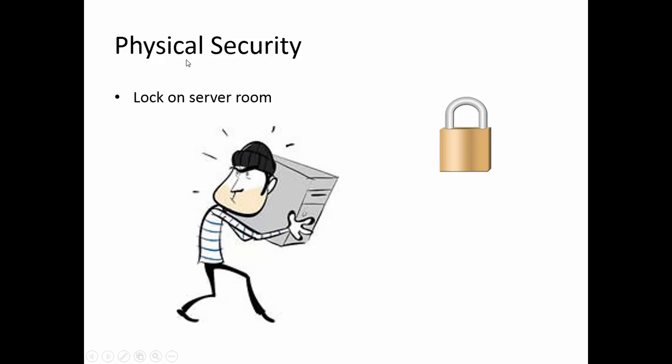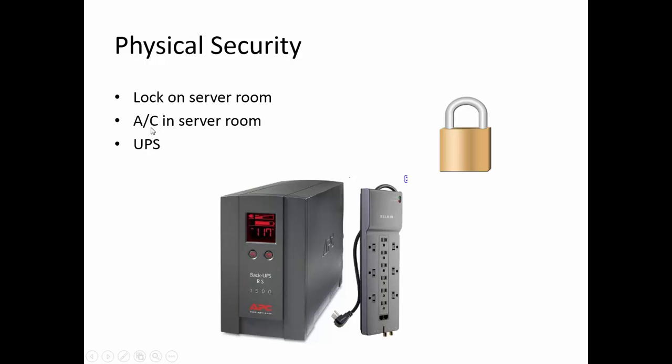Physical security. You can have all the passwords that you want on your servers, but if there's not a lock on the server room, then a bad guy could just walk into the server room, pick up a server, carry it away, and crack it at his leisure. That's why it's important to have a lock on the server room. Also, it's important to have air conditioning in the server room such that the servers don't overheat. And a UPS box, uninterruptible power supply, is designed to give power to the servers in case the power goes out in the building.